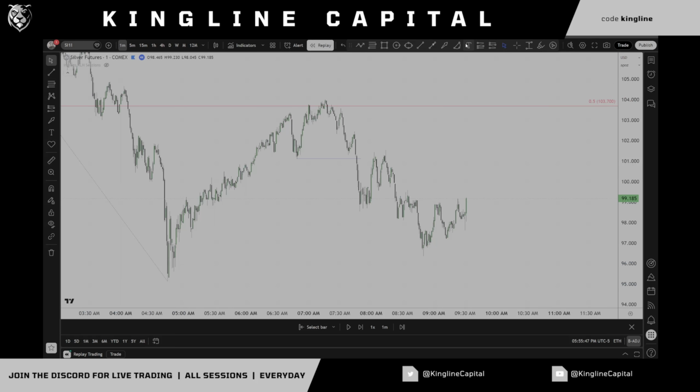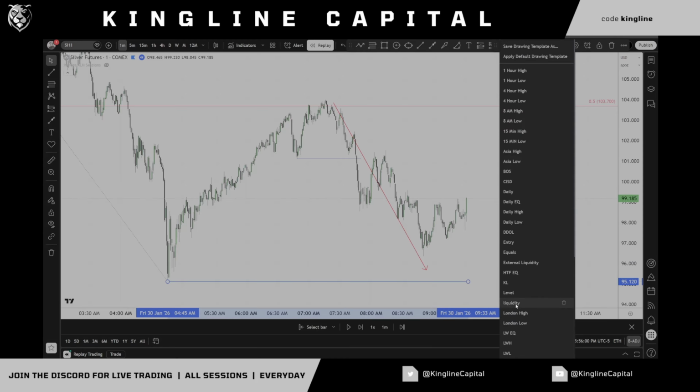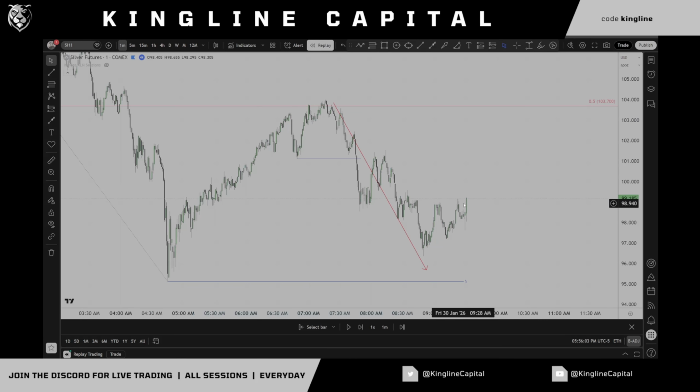But this move off that level did not sweep this swing level right here, this liquidity level. And we're starting to see a retrace right near the cash open.